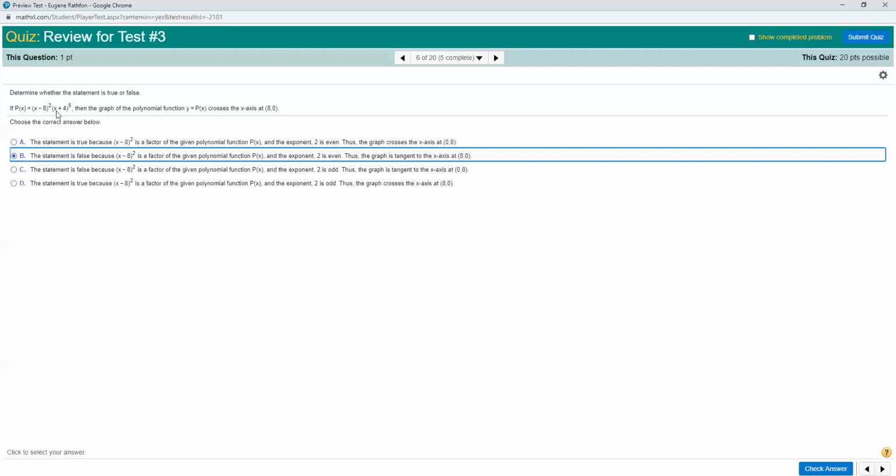But when you look at these, find which factor you're talking about. Since I had 8, 0, I knew I was talking about the factor with the -8. And then just look at that exponent: even, tangent; odd, crosses through.